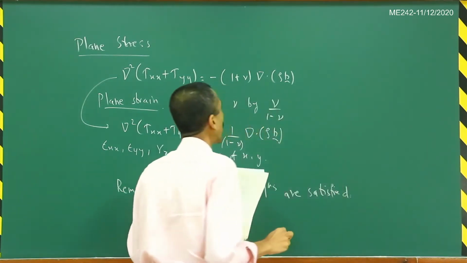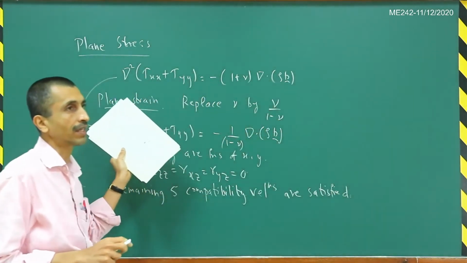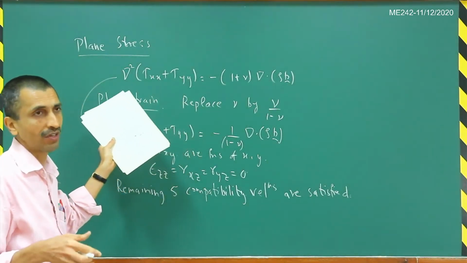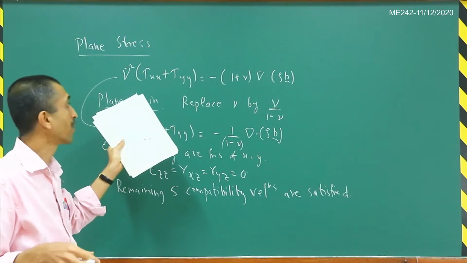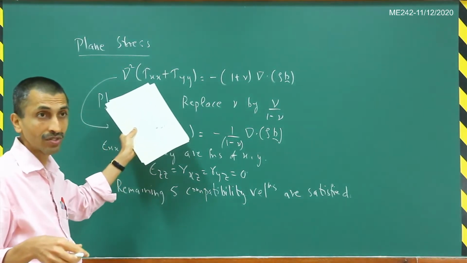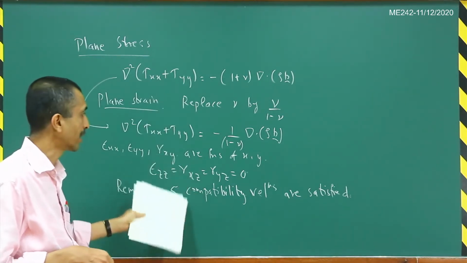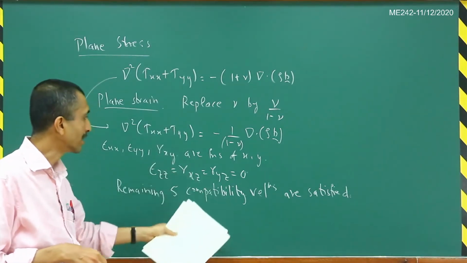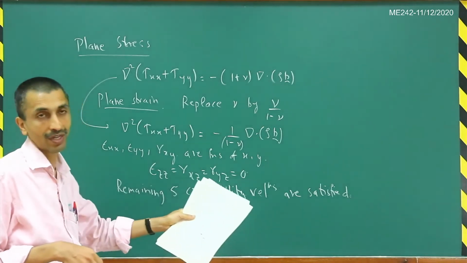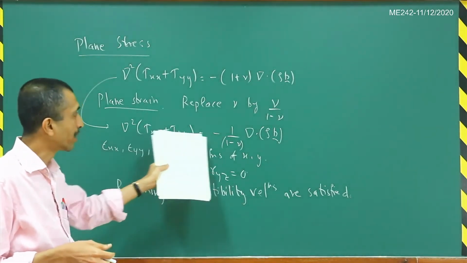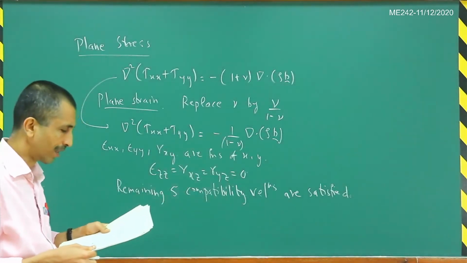If you recall, in the last class I mentioned that some of the compatibility relations are violated. Out of the remaining 5, 3 equations were violated in the plane stress case. But in the plane strain case, that problem does not occur. So if you make these assumptions, the remaining 5 are satisfied and only the in-plane compatibility relation is used in order to derive this governing equation.